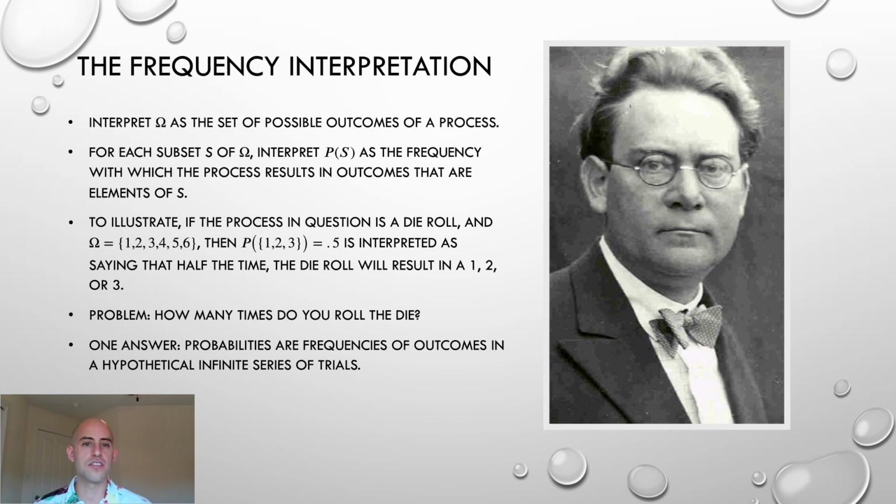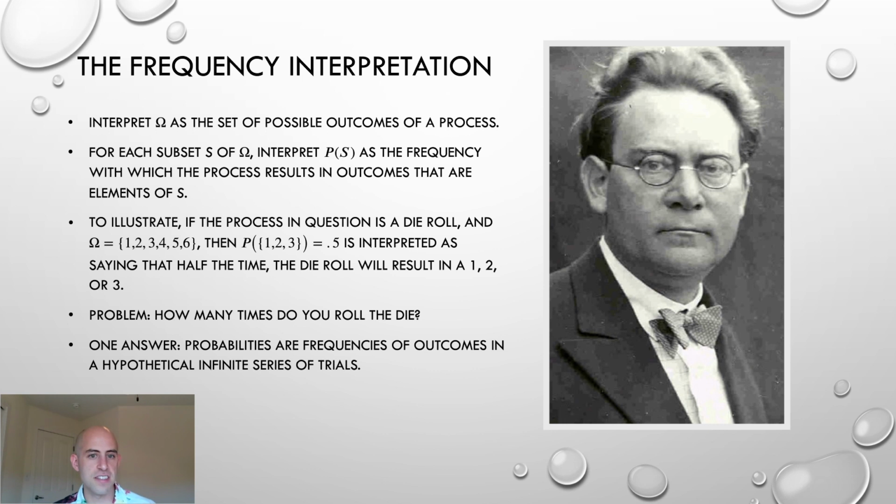So perhaps the most obvious, and certainly one of the ones that you'll see the most, is the frequency interpretation. And this is often associated with the physicist and philosopher Hans Reichenbach, one of the early logical empiricists based in Berlin, part of the Berlin Circle, which was related to the Vienna Circle, who fled Europe like many of the logical positivists, and ended up finishing his career in the United States. We can interpret omega, as I've been doing, as a set of possible outcomes of a process. And then we can say for any subset S of omega, interpret its probability, the probability of S, as the frequency with which the process results in outcomes that are in S.